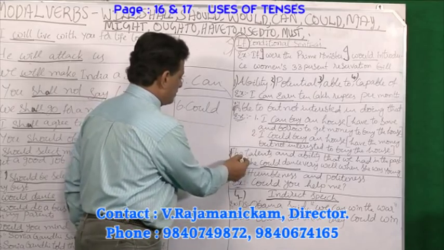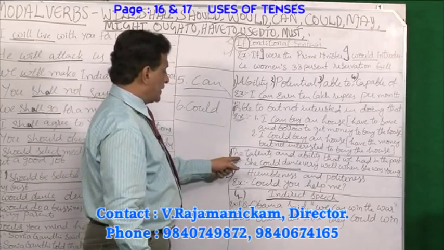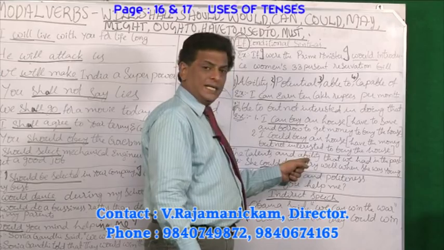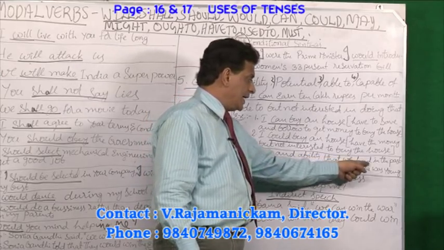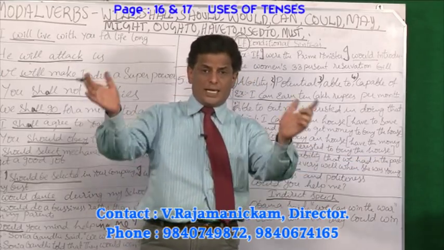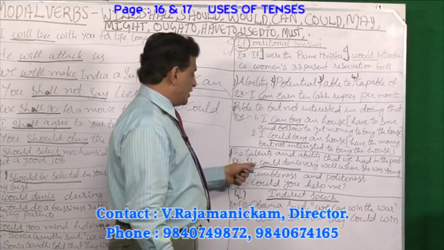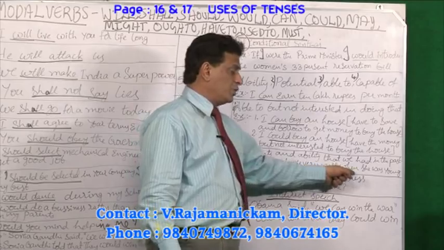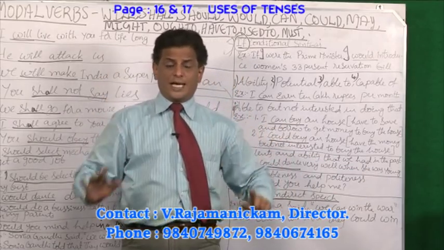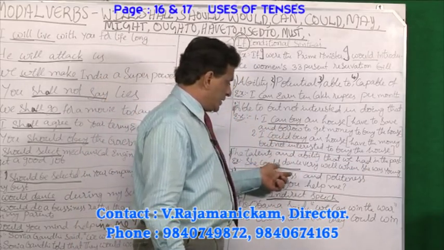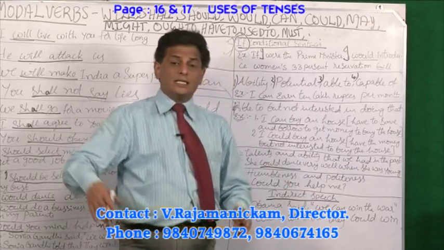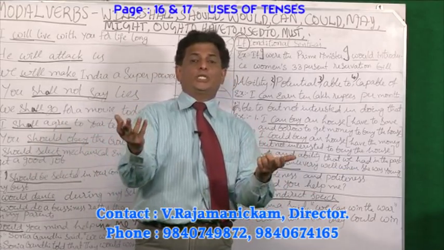Next place, where do you use the word could? Modal verb. The talents and ability that we had in the past. In the past you had the ability. There you are using the word could. She could dance very well when she was young. Now she is unable to dance. So she could dance very well when she was young. In the past she had the talents. Now she doesn't have the talent.